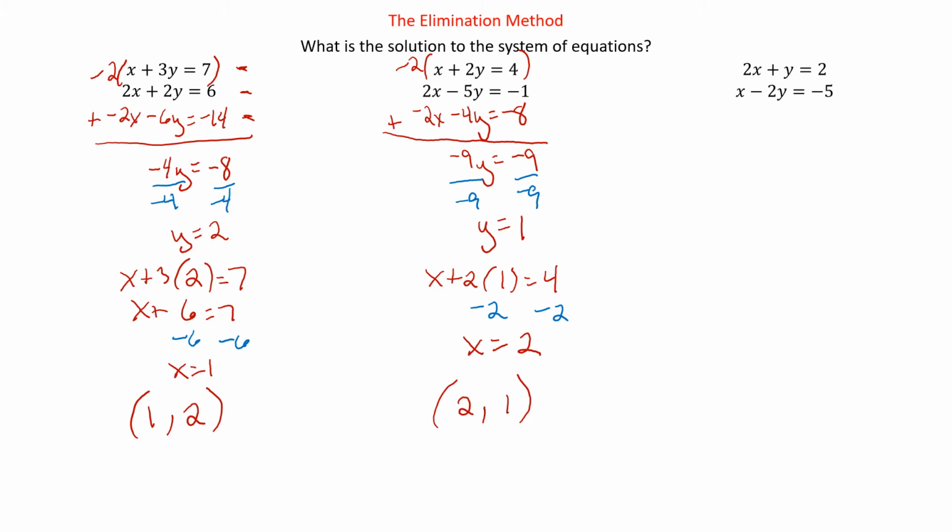So we have 2x plus y equals 2, and x minus 2y equals negative 5. Here, you can pick which of the two variables you want to eliminate here. They're going to be basically the same. So do you want to eliminate the x's first or the y's first? It's your call, but go ahead and push pause, do the problem, then come on back when you're ready.